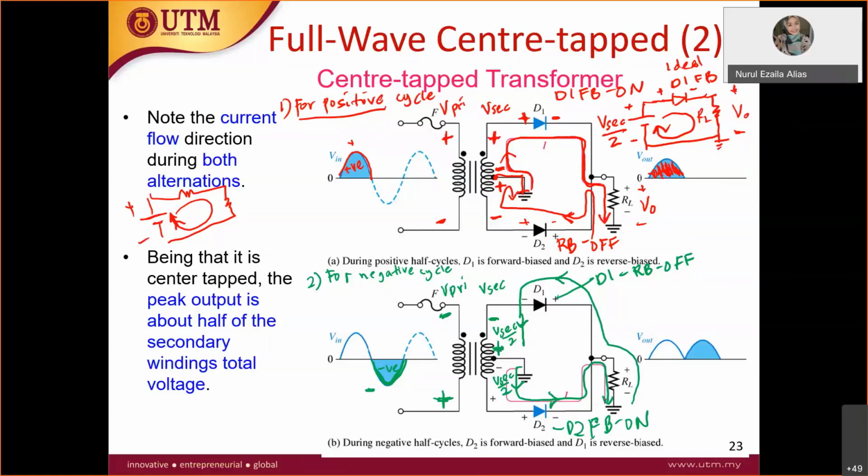For this case of the negative cycle, D2 gives the option for current to pass through from the input to the RL. So let's draw the circuit.